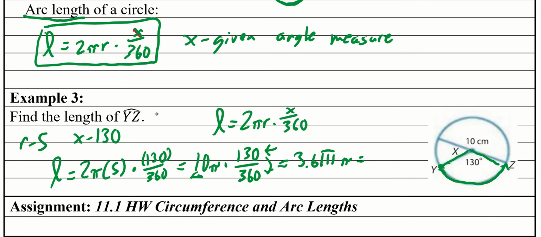So the final answer, the distance of this arc, this curved piece, is going to be about 11 point. And if we're getting into the habit of rounding to the tenths place, we'll say 11.3. And the unit is still going to be centimeters.